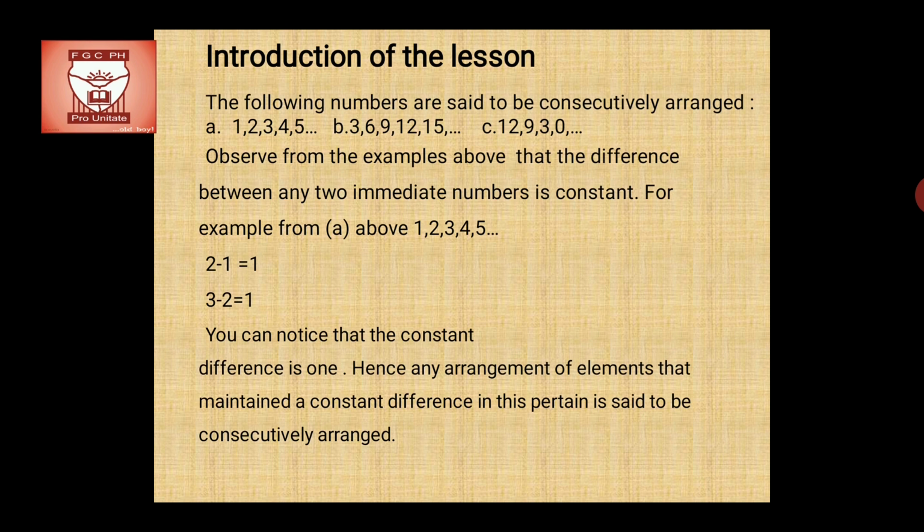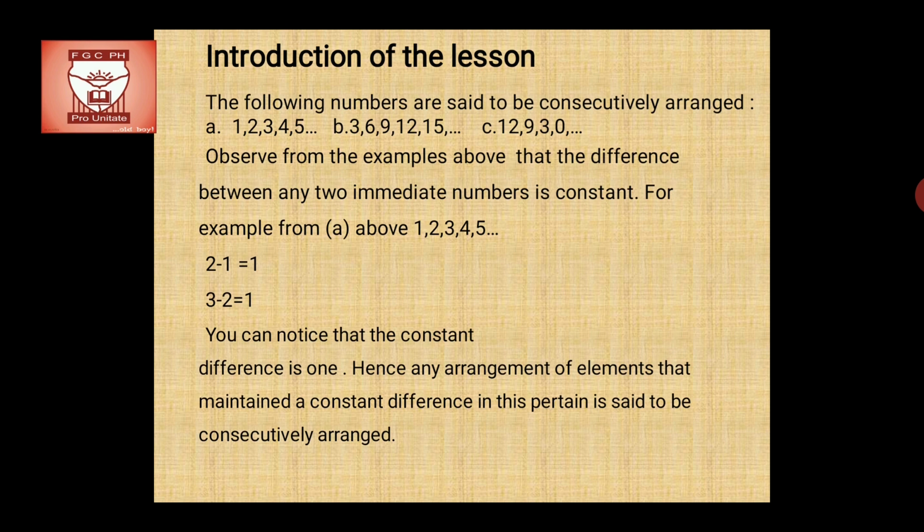Introduction of the lesson. The following numbers are said to be consecutively arranged. A: 1, 2, 3, 4, 5, etc. B: 3, 6, 9, 12, 15, etc. C: 12, 9, 3, 0, etc. Observe from the examples above that the difference between any two immediate numbers is constant.